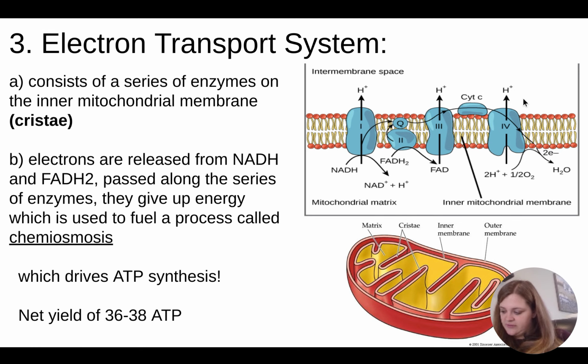So, where did it occur? Hopefully you wrote the inner membrane space of the cristae. You wrote down the process that drives ATP synthase, which is chemiosmosis, and the net yield of 36 to 38 ATP.